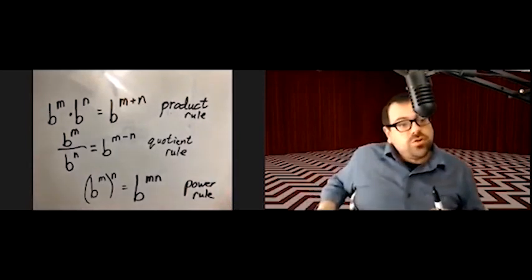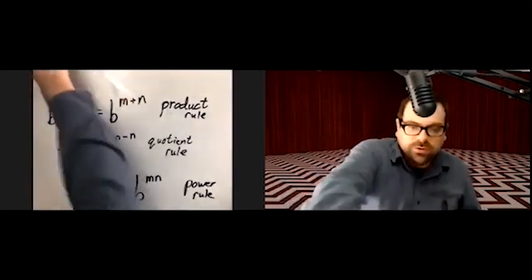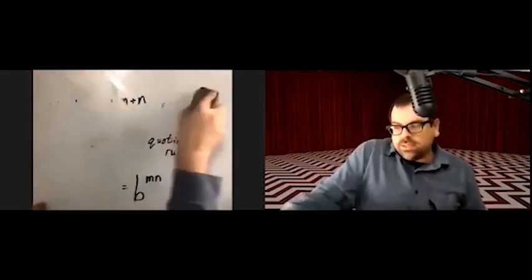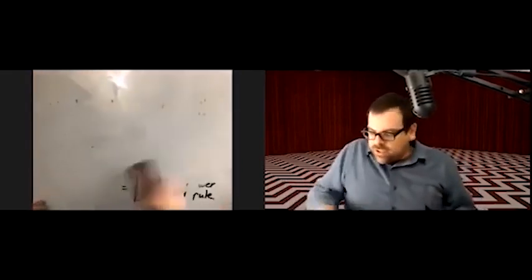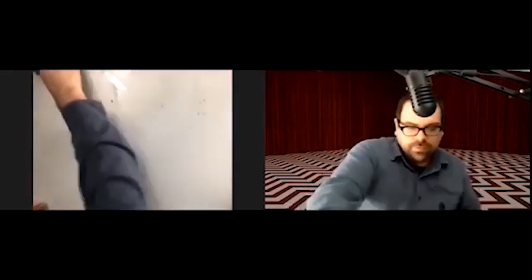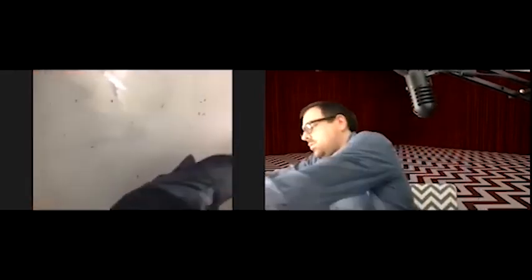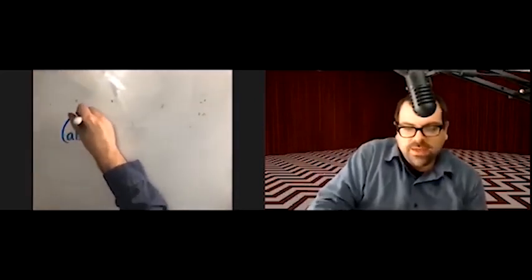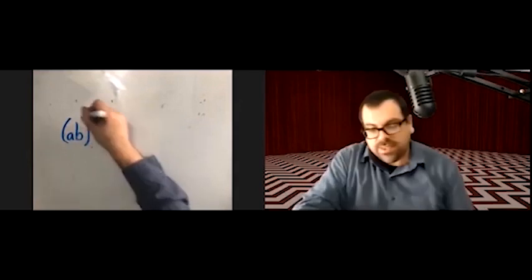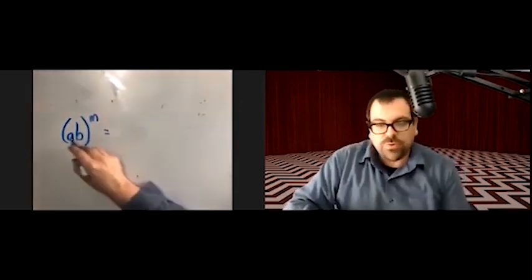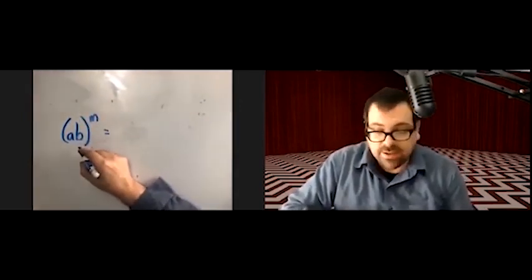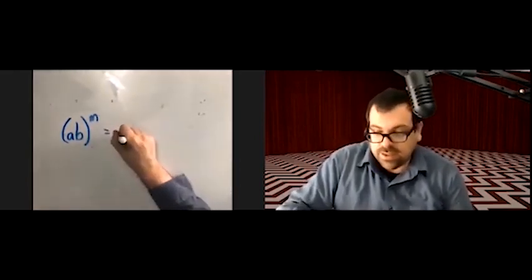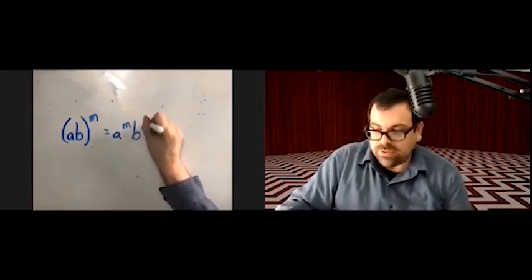And then we had 2 additional ones that are kind of like the power rule, but it's power of a product and power of a quotient. A times b to the m. So 2 different bases multiplied together, and we're taking a power. We're taking a power of a product, and we give the power to both.